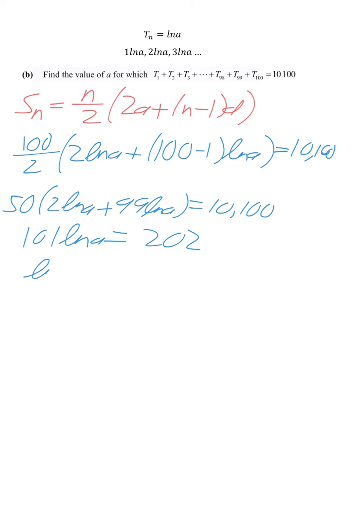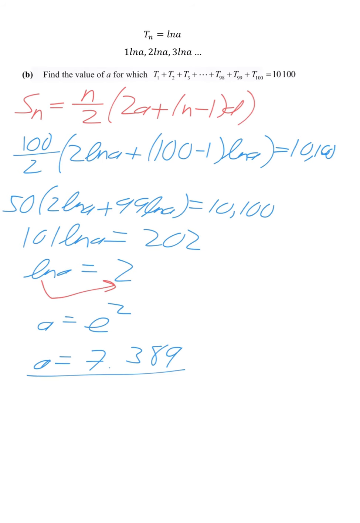So I'm left with ln a is equal to 2. Now we need to find a, and if I bring the ln to the other side, the inverse of ln is e, so that means a is equal to e to the power of 2. Putting that into the calculator, that gets 7.389. And there's our value of a.